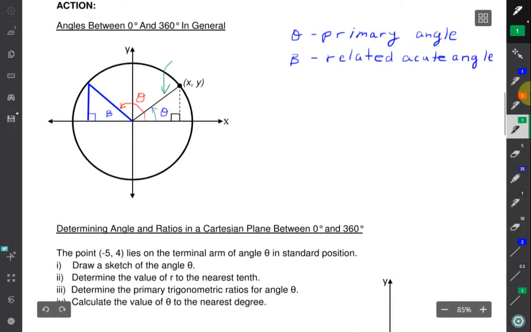This arm here is called the terminal arm because the angle ends there. And something that terminates ends at a certain location. It's also called a radial arm because it forms the radius of that circle.